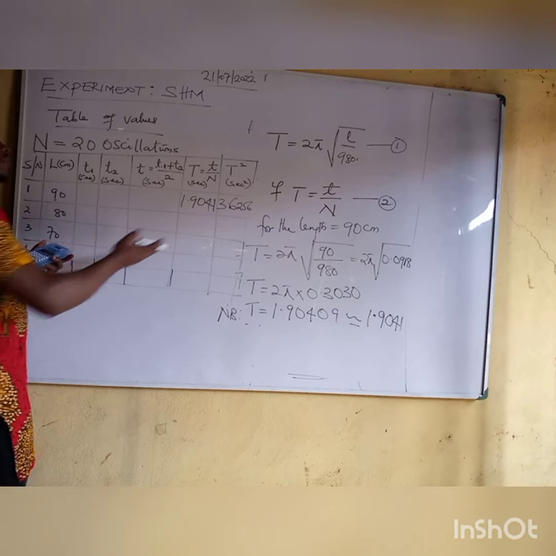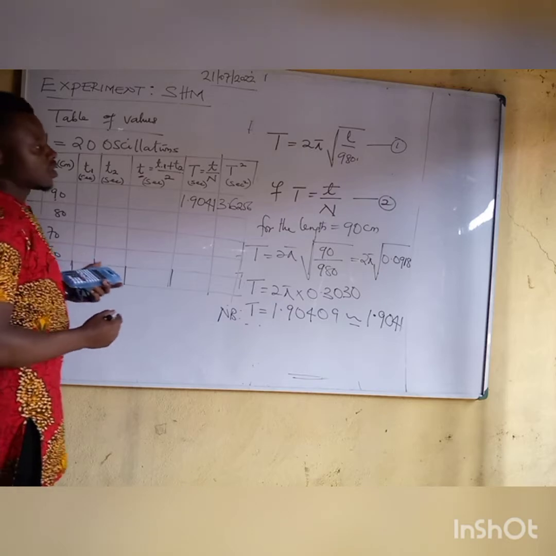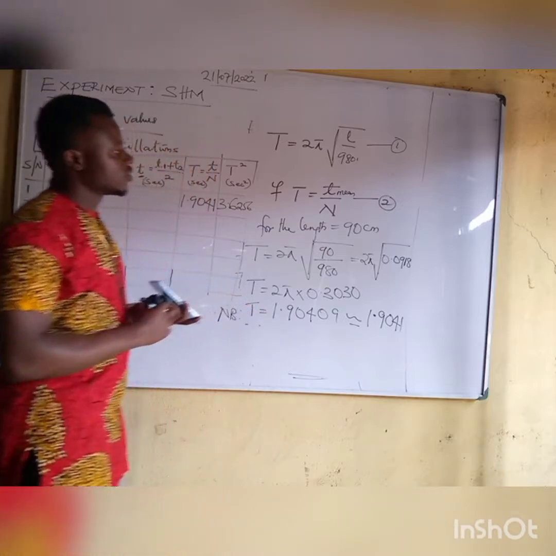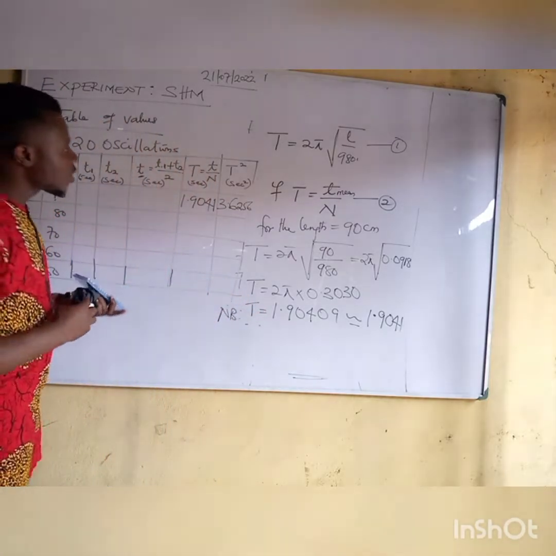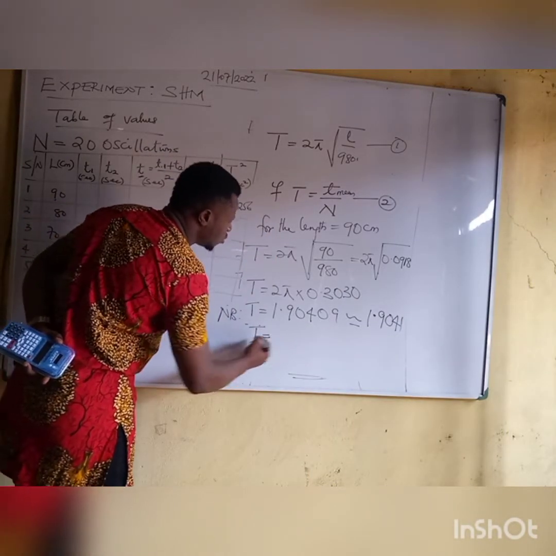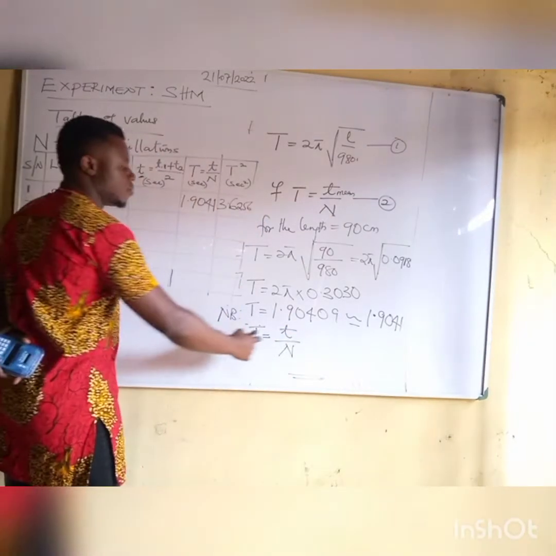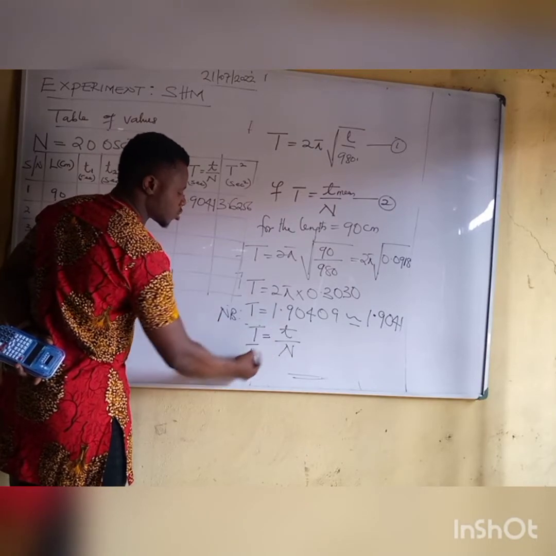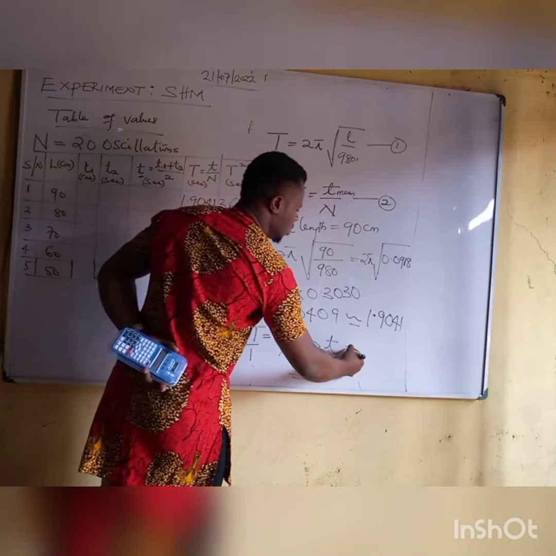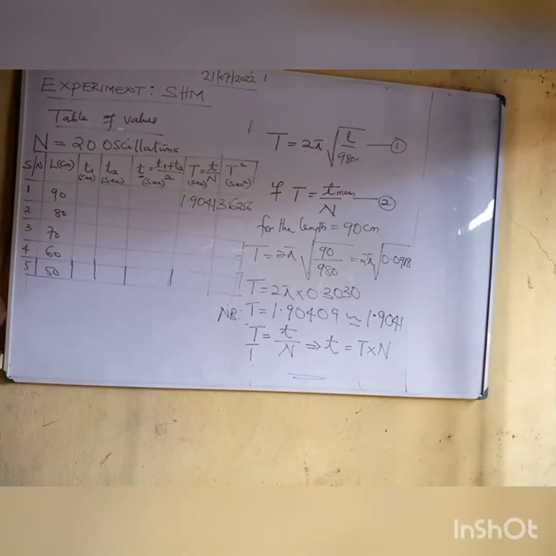Then, after getting this one, how can I get this one? This is what T mean, and this particular thing means T mean, T average. That is the small t. So how can I get small t? From equation 2. If our T is equal to small t over N, make this one the subject of the formula over 1, cross multiply. This implies that small t is equal to period times N.